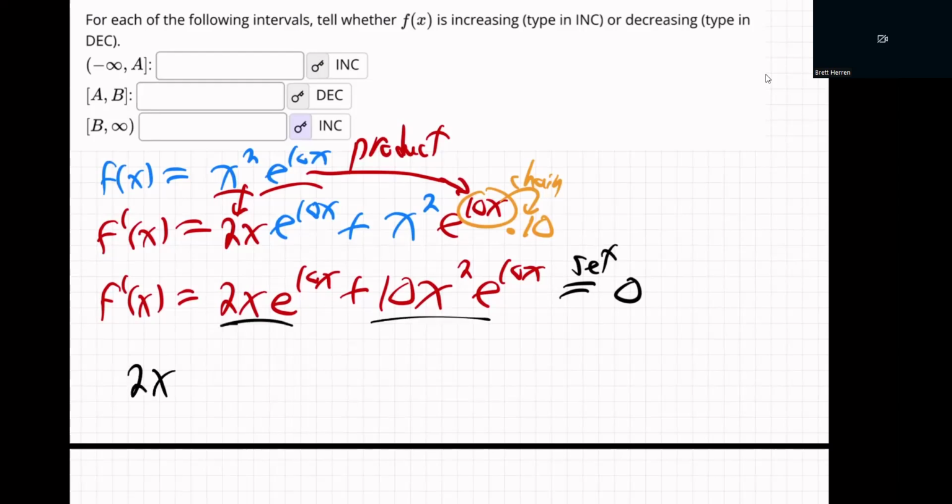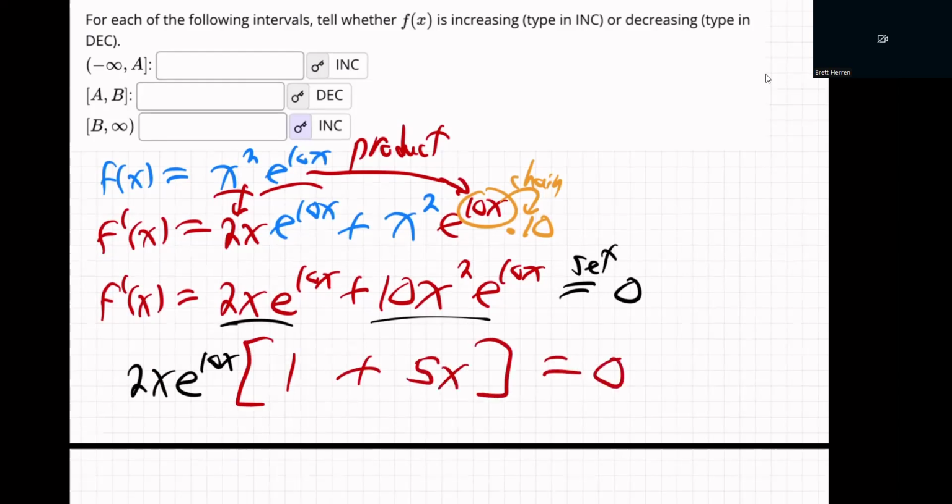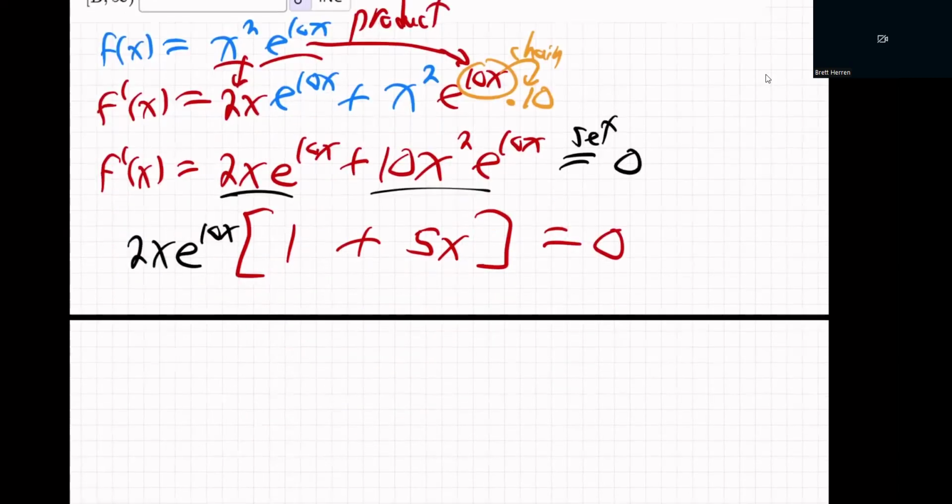So as you look at this, you should factor. What can you take out? 2x e to the 10x in a big bracket, 1 plus 5x. Do you see that? Because I have to multiply 2x e to the 10x times 1, and then 2 times 5 is 10, x times x squared, e to the 10x. There it is. Now we set each part equal to 0.